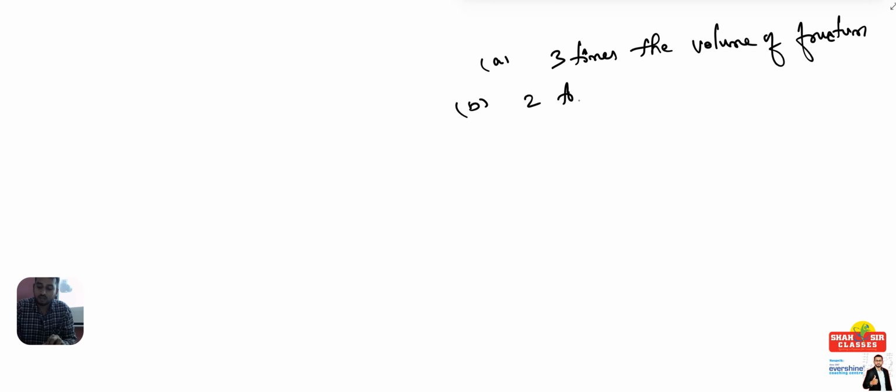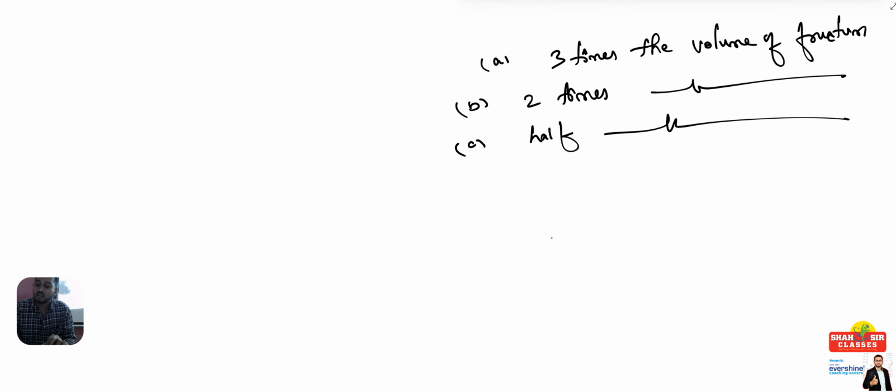Option B, 2 times the volume of frustum. Option C, half the volume of frustum. Option D, equal to the volume of frustum.